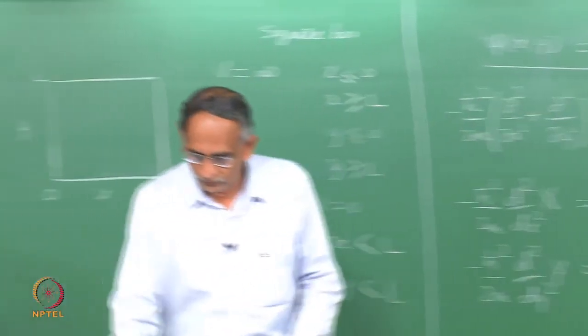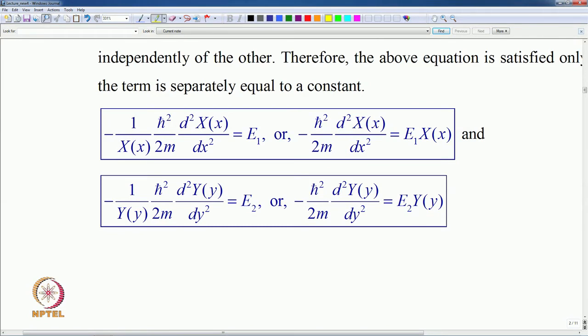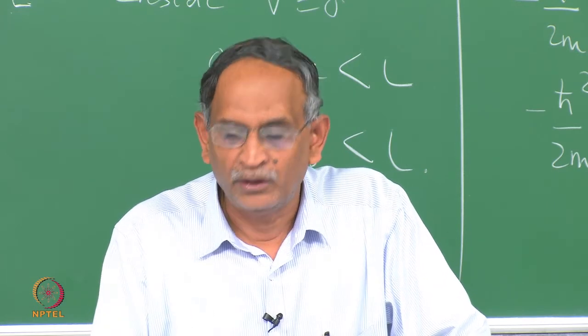Now, let us see the solutions. The quantity which I have written on the board is namely, this is the x equation and the corresponding y equation is that. Obviously, each one of them is like a one-dimensional particle in a box. Therefore, the solutions for each one of them will have a running quantum number for that particular equation.